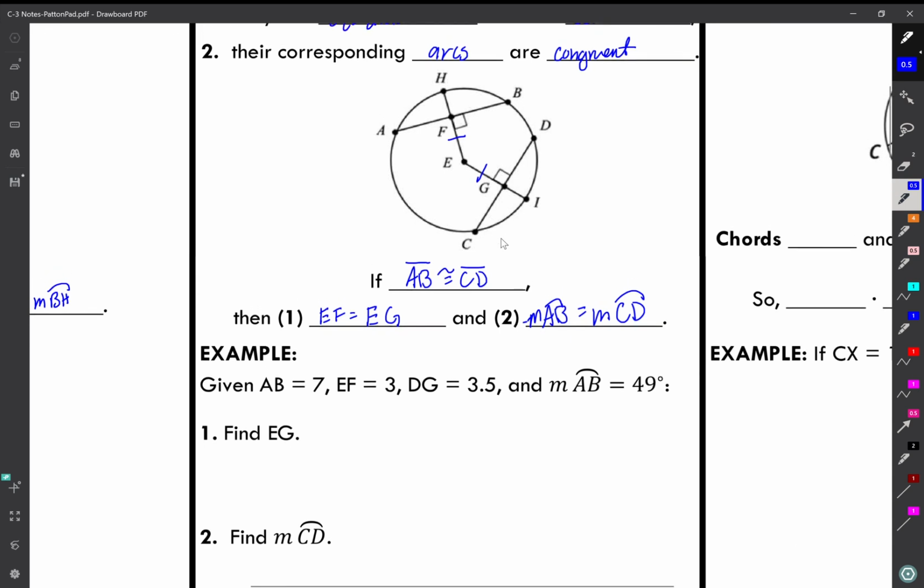So, our example, we're given that AB is 7, okay, EF is 3, DG is 3.5, and the measure of arc AB is 49 degrees. Find the measure of EG. So, since EG and EF are going to be the same, this also has to be 3. And the measure of arc CD is going to be the same as the measure of arc AB, so 49 degrees.